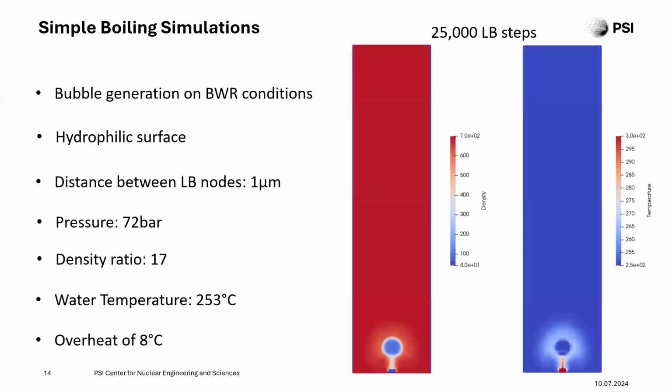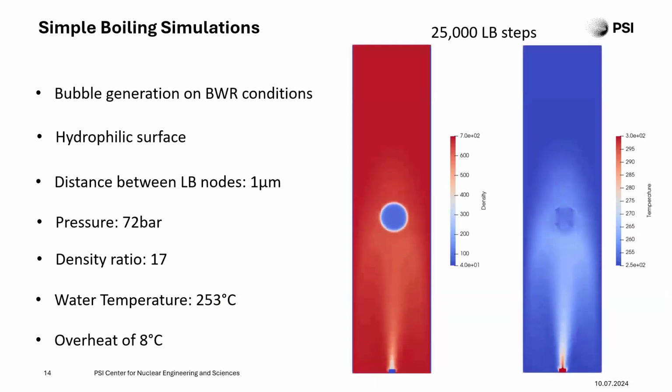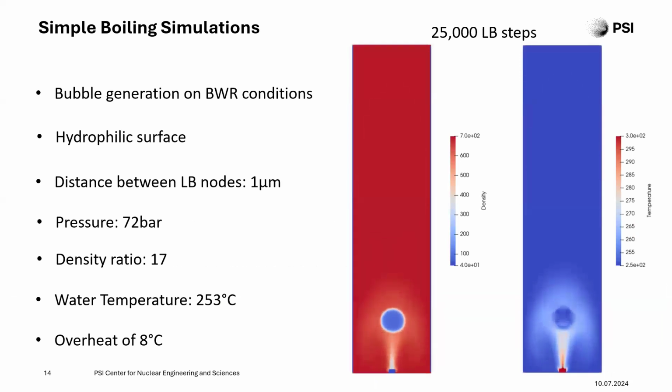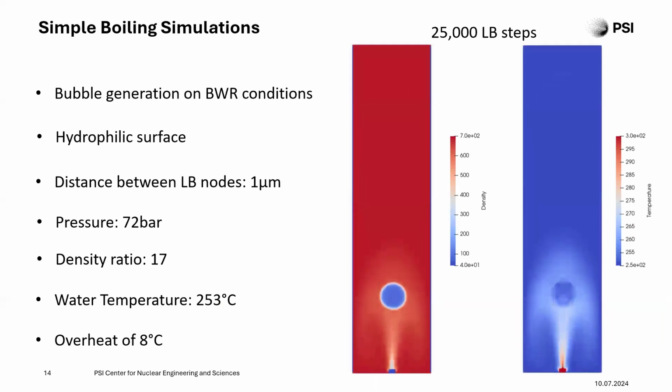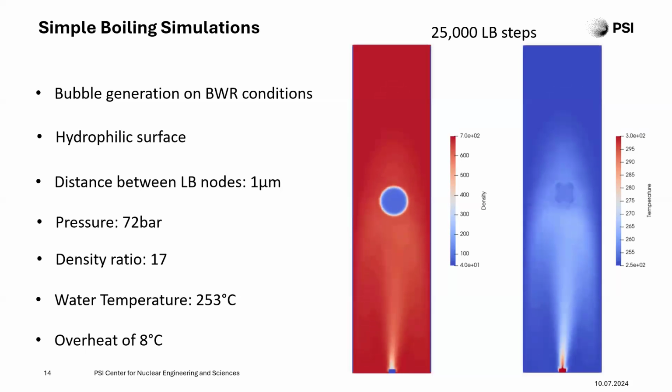And now, more to the results. This is a simple bubble generation and detachment. We run this on BWR conditions, so at a 72 bar pressure with a 17 density ratio and an initial water temperature of 253 degrees Celsius. At the heated surface here, we apply an overheat of 8 degrees Celsius. And for these cases, I'm using a hydrophilic surface to speed up the bubble detachments.